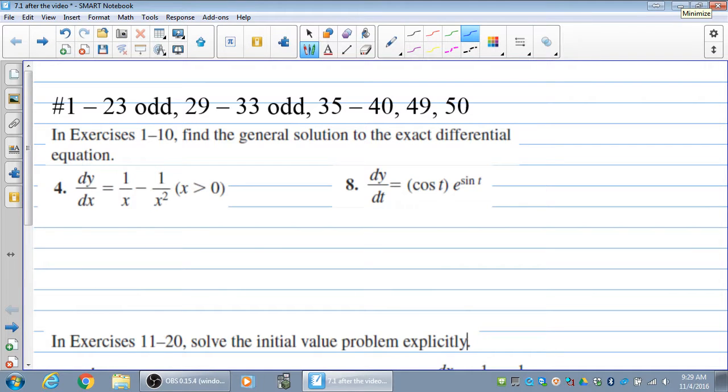All right, we have 7-1 today, a new chapter. In exercises 1 through 10, find the general solution to the exact differential equation. So we have to talk a little bit about the instructions.